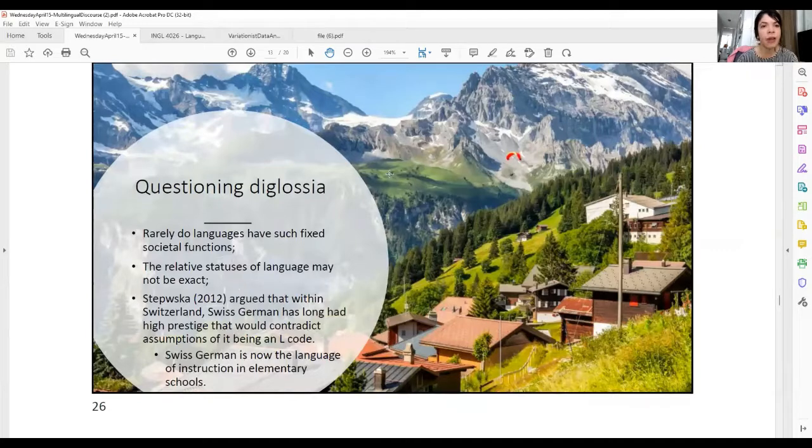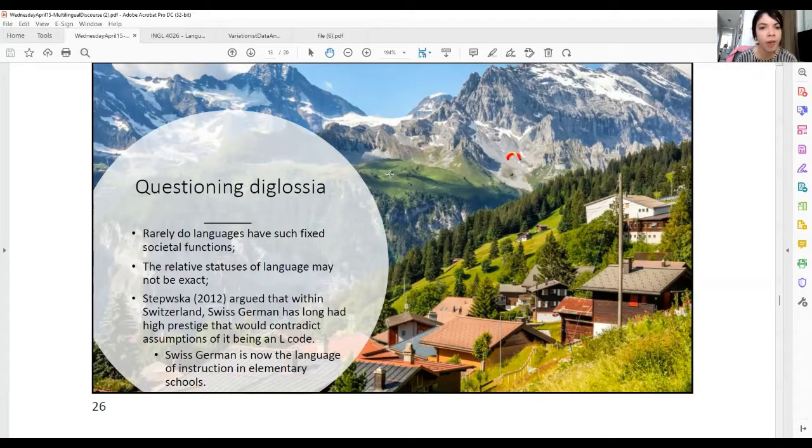Questioning diglossia. Rarely do languages have such fixed societal functions. The relative status of language may not be exact. So for instance, let's take it back to the scenario of the role of English in Puerto Rico. Is it that predictable always? Or could we find educational cases where English is the norm? For instance, sometimes at the University of Puerto Rico, we have classes that are conducted in English, and then other classes are conducted in Spanish. So is it fair to say that English will only be found in the educational domain?